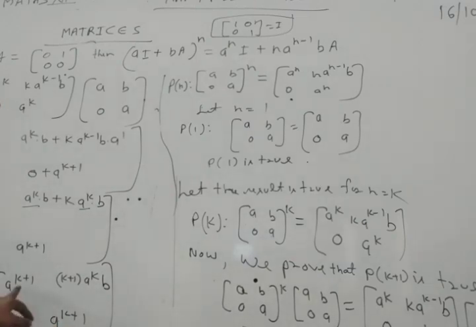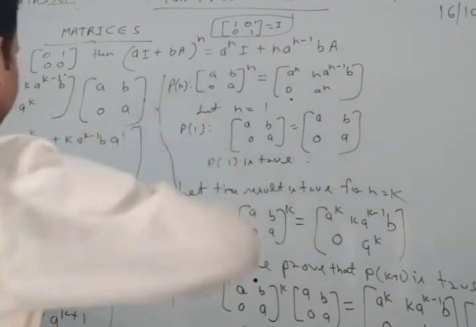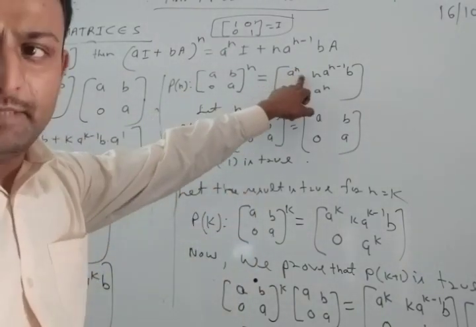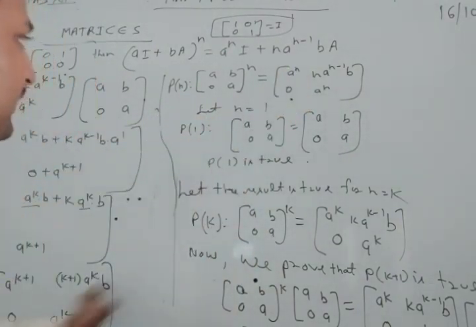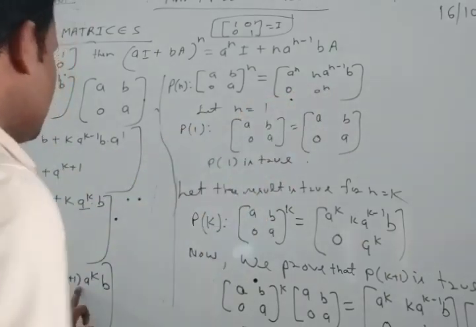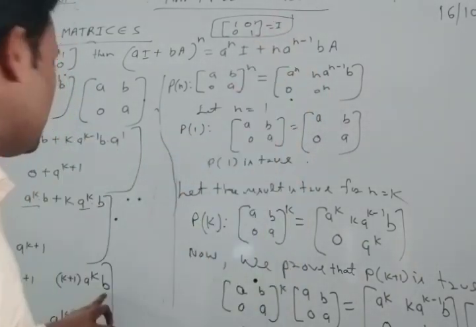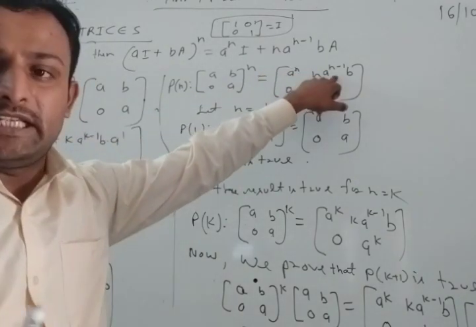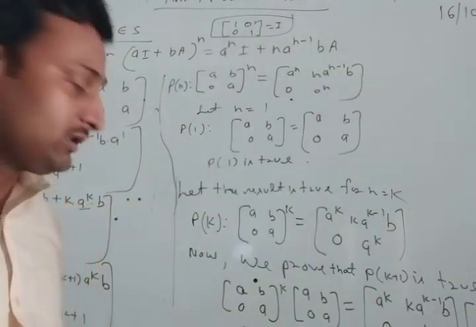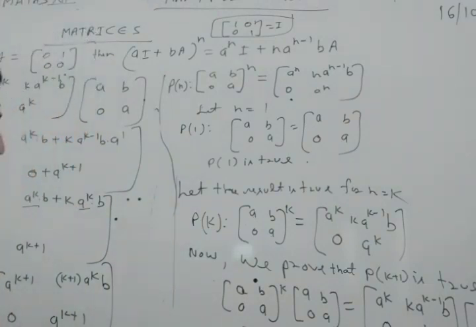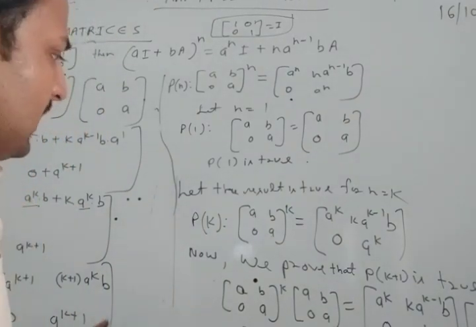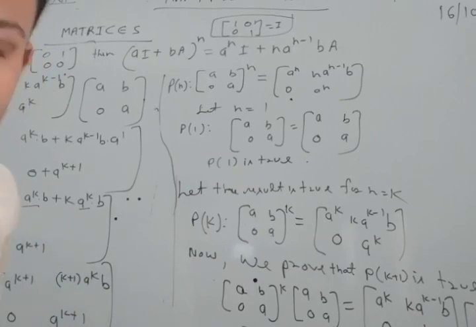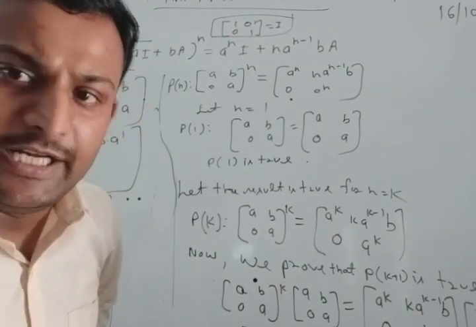Now look at this. This is A to the power k plus 1, here 0, A to the power k plus 1, again k plus 1 and this B and A to the power k, which can be written as A to the power k plus 1 minus 1. So P k plus 1 is true. In this way we can prove this question with the help of the principle of mathematical induction.